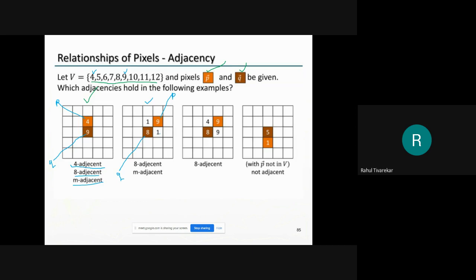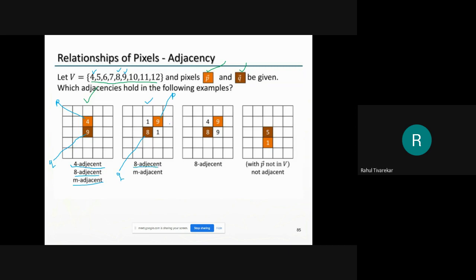So, let's talk about 8-adjacency. Are they 8-adjacent? We know that a diagonal neighbor is always a part of the 8-neighborhood, isn't it? So as pixel P and pixel Q are 8 neighbors of each other, we can say that they are 8-adjacent. But we cannot directly say they are 8-adjacent. We have to look for whether both the 8 and 9 are part of set V. Yes, both the 8 and 9 are part of set V, and hence they are 8-adjacent.